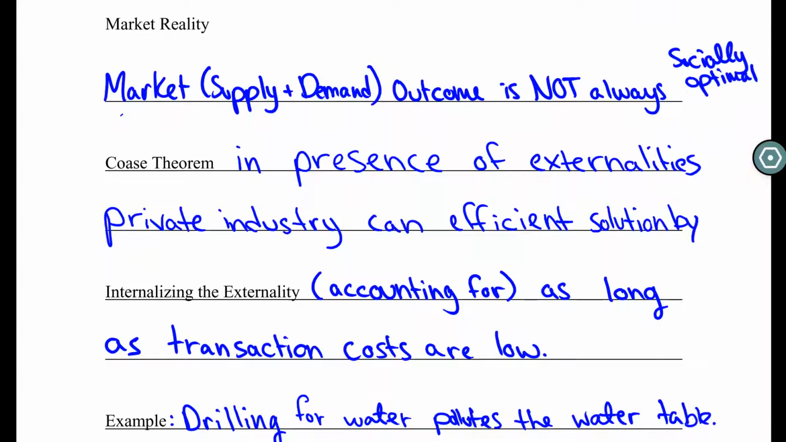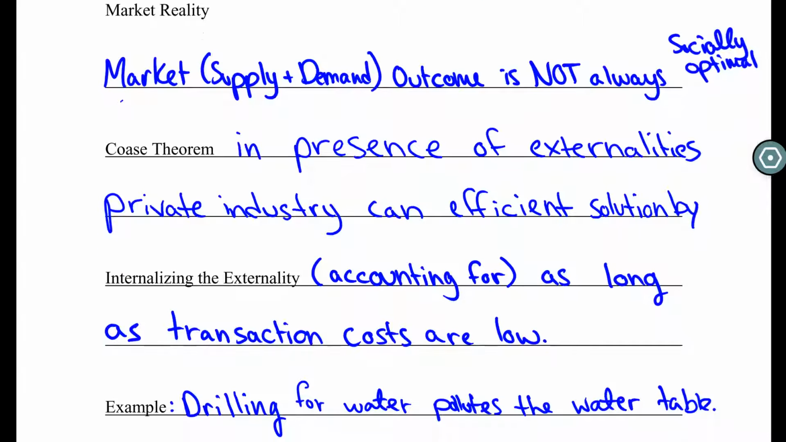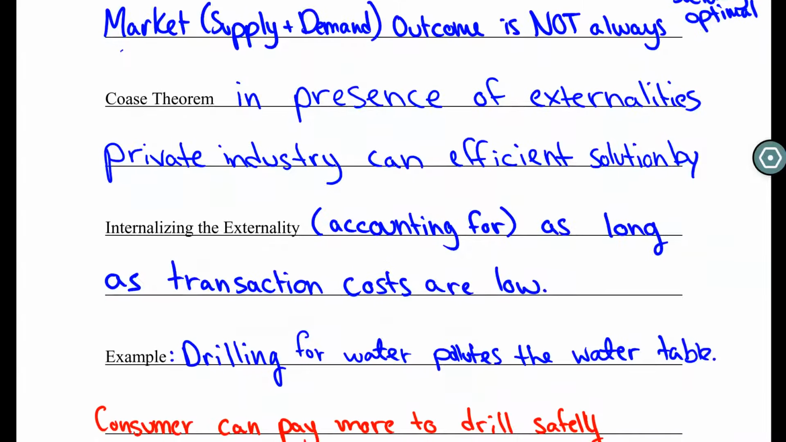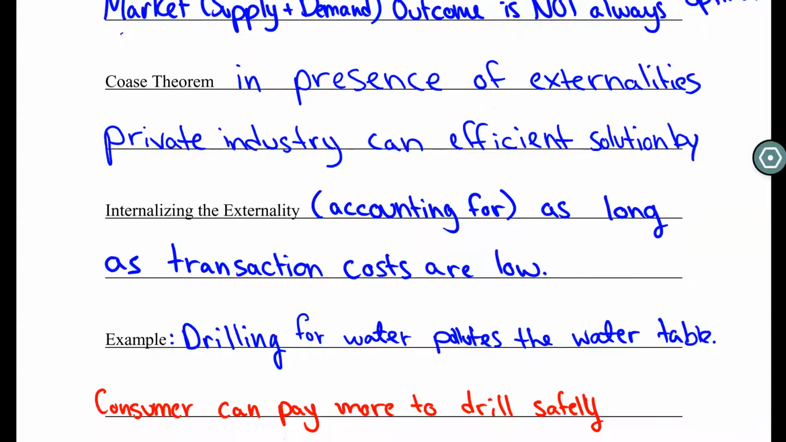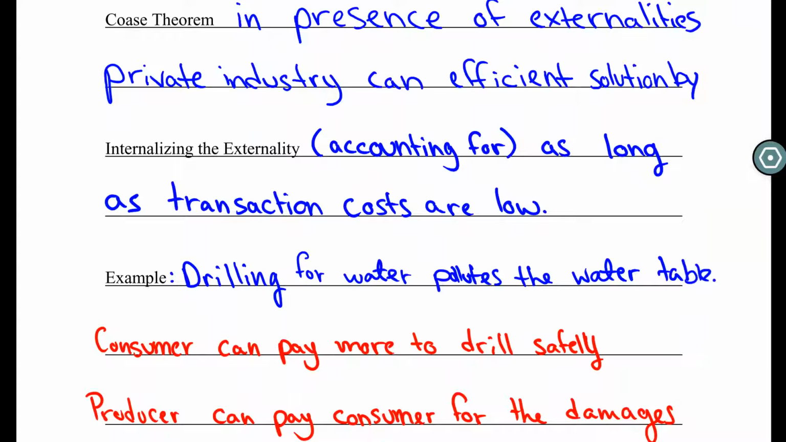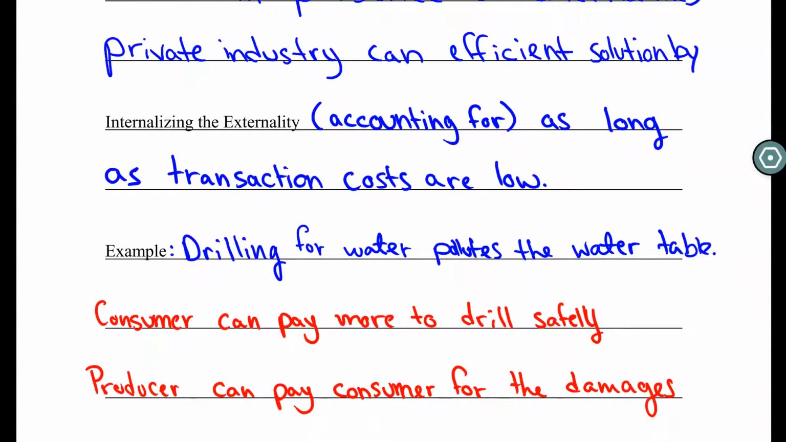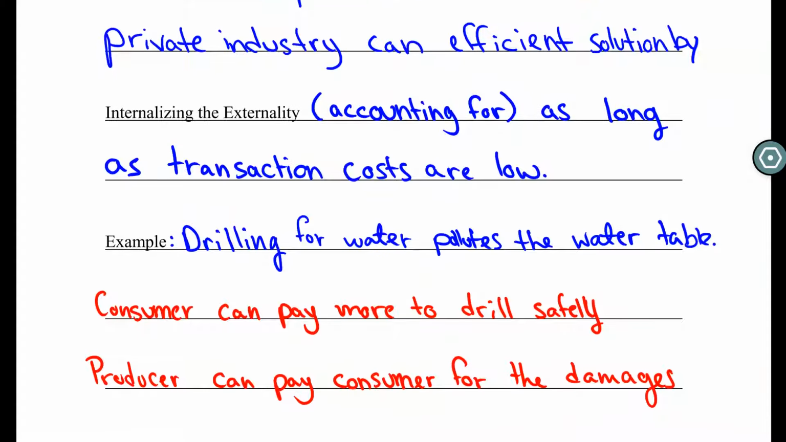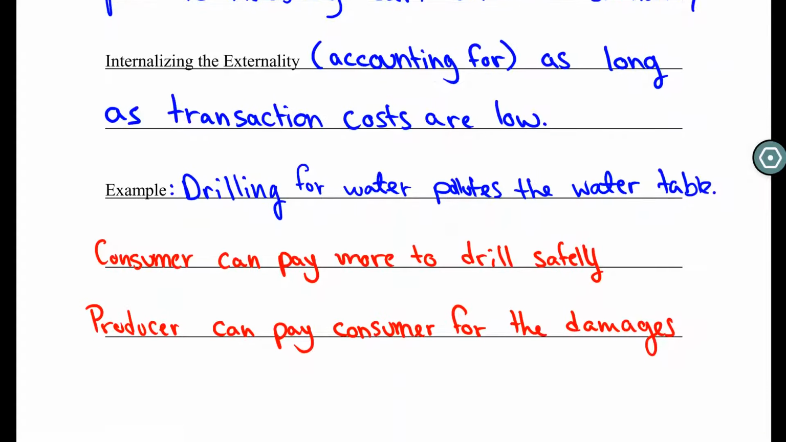By way of example, if we're drilling for water and that pollutes the water table, the water underneath, consumers can pay more to drill safely, or the producer can pay consumers for the damages. So if the producer's making enough money, they can pay to remediate the issue, all right? As long as those costs are low enough that it doesn't impact their overall profitability, they can internalize that externality.